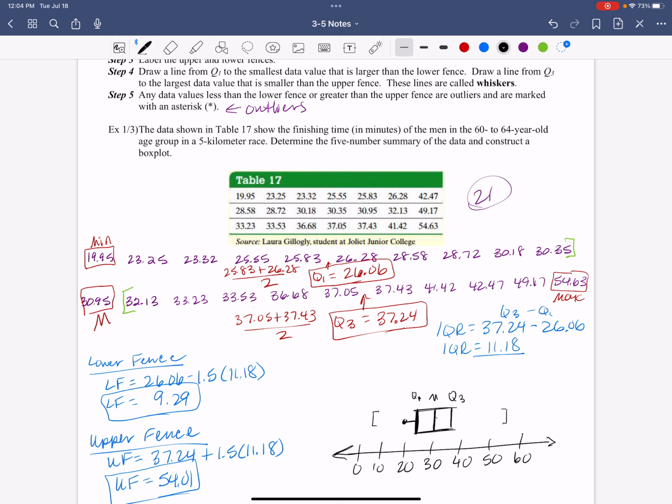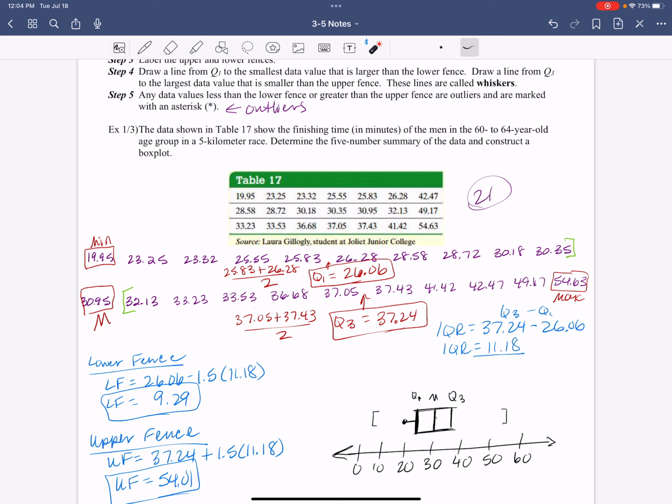But look at what's happening out here. My fence is at 5401. What's my max data value? Ooh, 5463. That's an outlier. So 5463 is considered an outlier because it's outside of my fence. We're going to get to that here in just a minute. There's the spoiler alert right there.